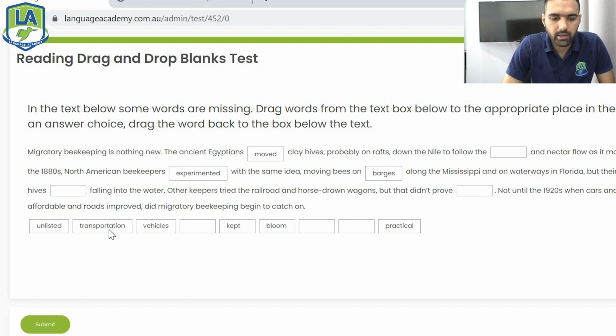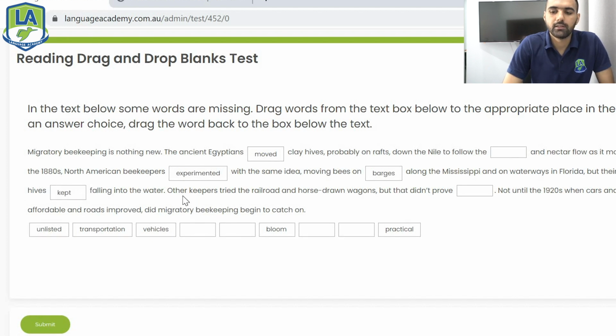Unlisted falling won't make any sense. Transportation falling, vehicles falling. Kept falling means again and again: their light, meaning lightweight, wooden hives kept on falling into the water again and again. Other keepers tried the railroad and horse-drawn wagons, but that didn't prove what; it didn't prove what unlisted, transportation, vehicles prove practical means.